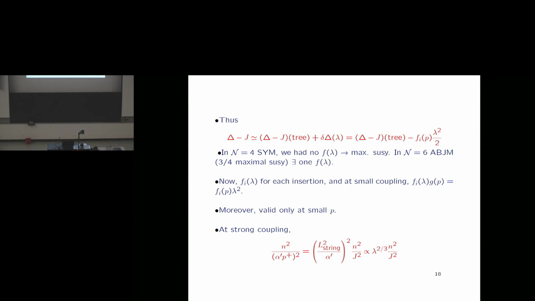And now I will stop and say that in N equal 4 super Yang-Mills, in the standard case, there was no function. We have a maximal supersymmetry, and all the operators had the same dimension at strong and weak coupling. However, we know in ABJM, which has just 3/4 of maximal supersymmetry, there is one function that interpolates between the weak and strong couplings. And then what we see here is that for each kind of insertion, we have a different function, f_i of lambda. And moreover, at small coupling, f_i of lambda times g of p is f_i of p times lambda squared.